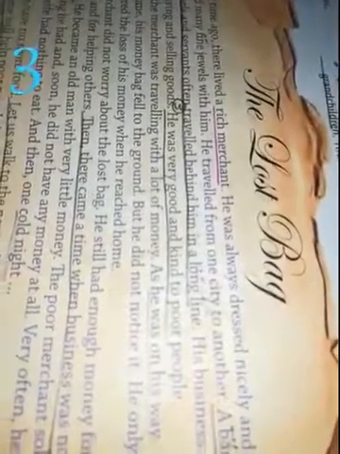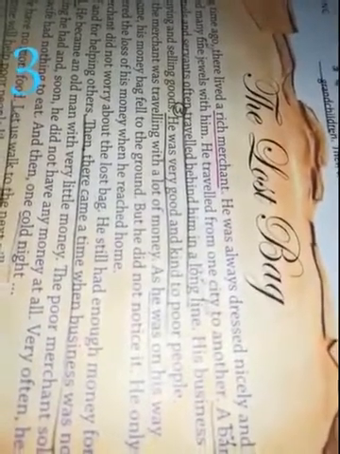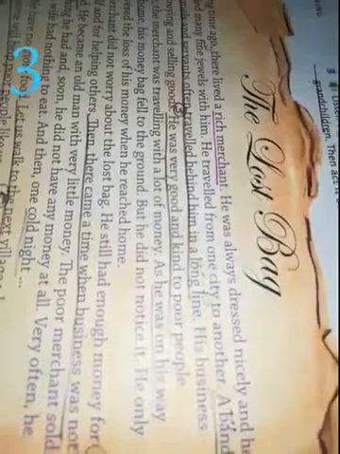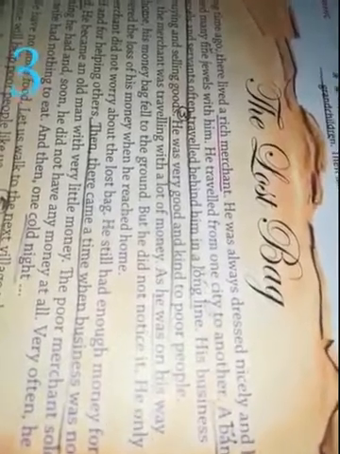Now, if I ask you, describe the way the merchant treated the poor. He was very good and kind to poor people.